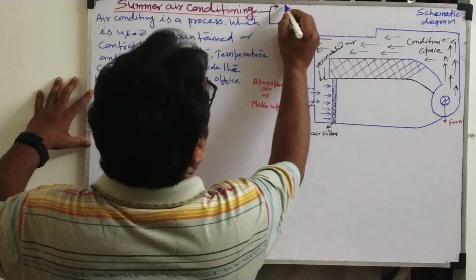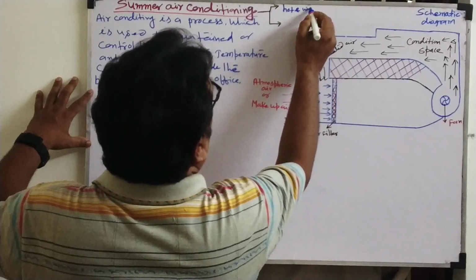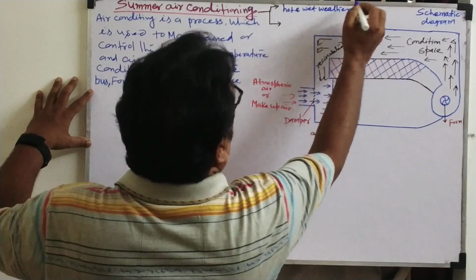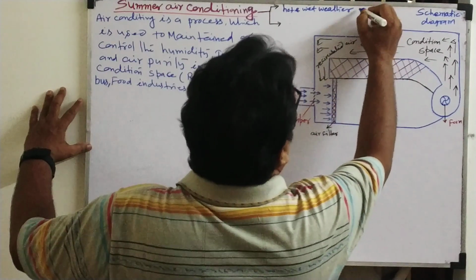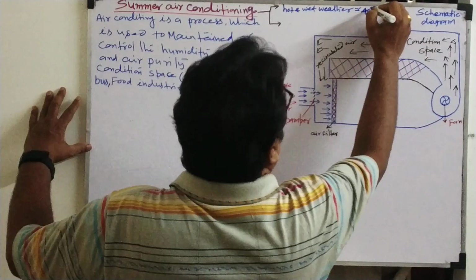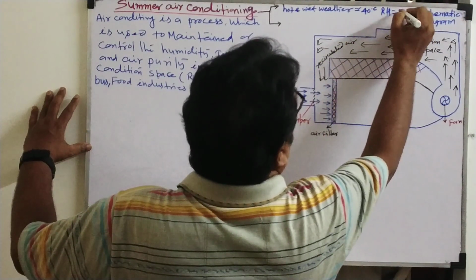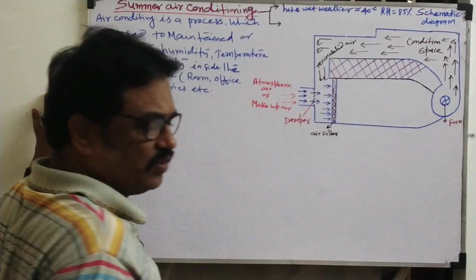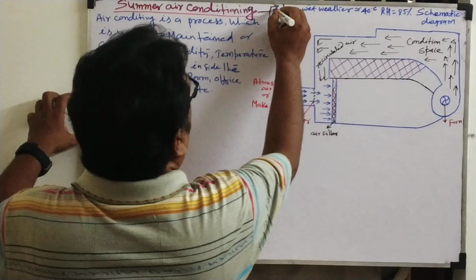The first condition will be hot and wet weather. What are the climatic conditions in hot and wet weather? Temperature approximately, you can write 40 degrees Celsius, and relative humidity will be approximately 85%, approximately 90 also, 85 to 90%. This is the first condition, hot and wet weather.